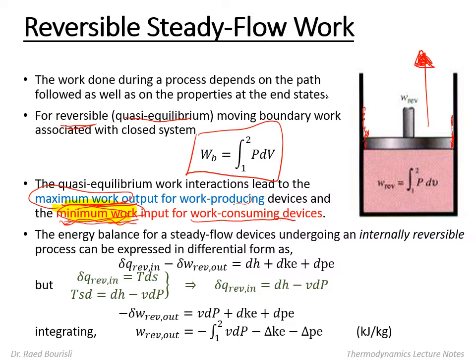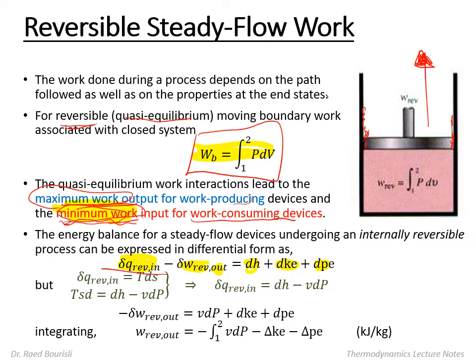Now, the energy balance for this process can be written as follows. You have reversible heat in differential amount minus a reversible work out. Let's talk about turbines, for example. Turbines give you work out. So the difference between work and heat will be equal to, of course, internal energy plus boundary work, so differential amount of enthalpy, dH, plus changes in kinetic and potential energies. But note the following.